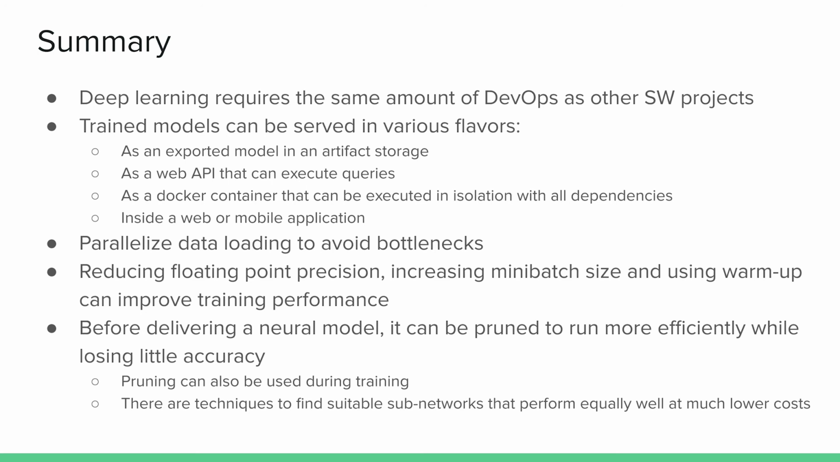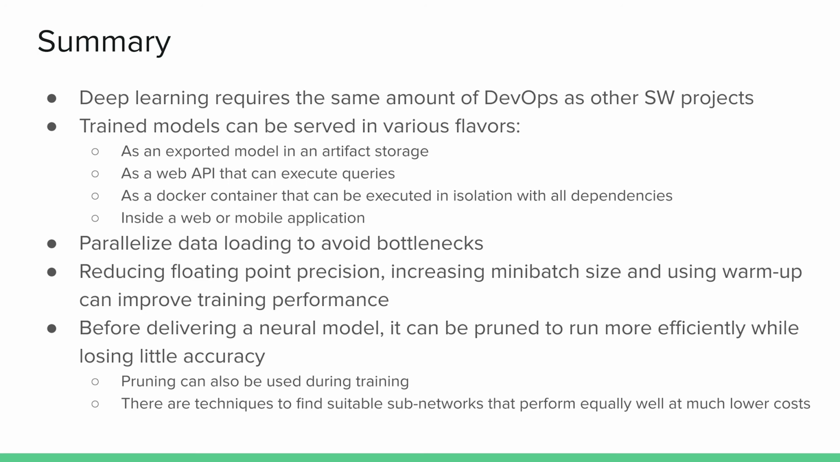Taking care of your data loading can be very beneficial to avoid bottlenecks. Parallelization here is the keyword. So don't sit idle while your model trains, but instead do something useful by loading the next samples from the disk. And reducing floating point precision or increasing mini-batch size and ultimately using warm-up can be means to increase the performance of your training further. So speeding them up and trying to make it faster and more energy efficient ultimately.